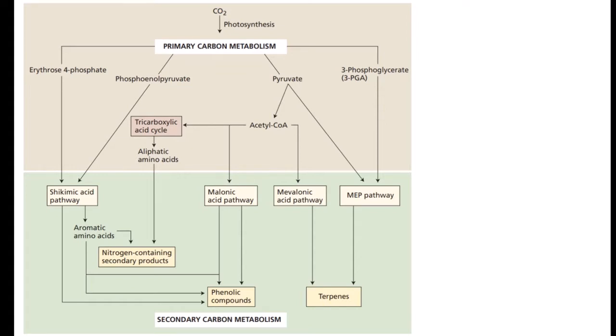Metabolites can be divided into two categories: primary metabolites, produced from primary carbon metabolism, and secondary metabolites, produced from the secondary carbon metabolism. Primary metabolites, as the word primary suggests, are the first ones to be synthesized. So they are directly involved in the body's basic functions like growth, development, reproduction, and respiration.